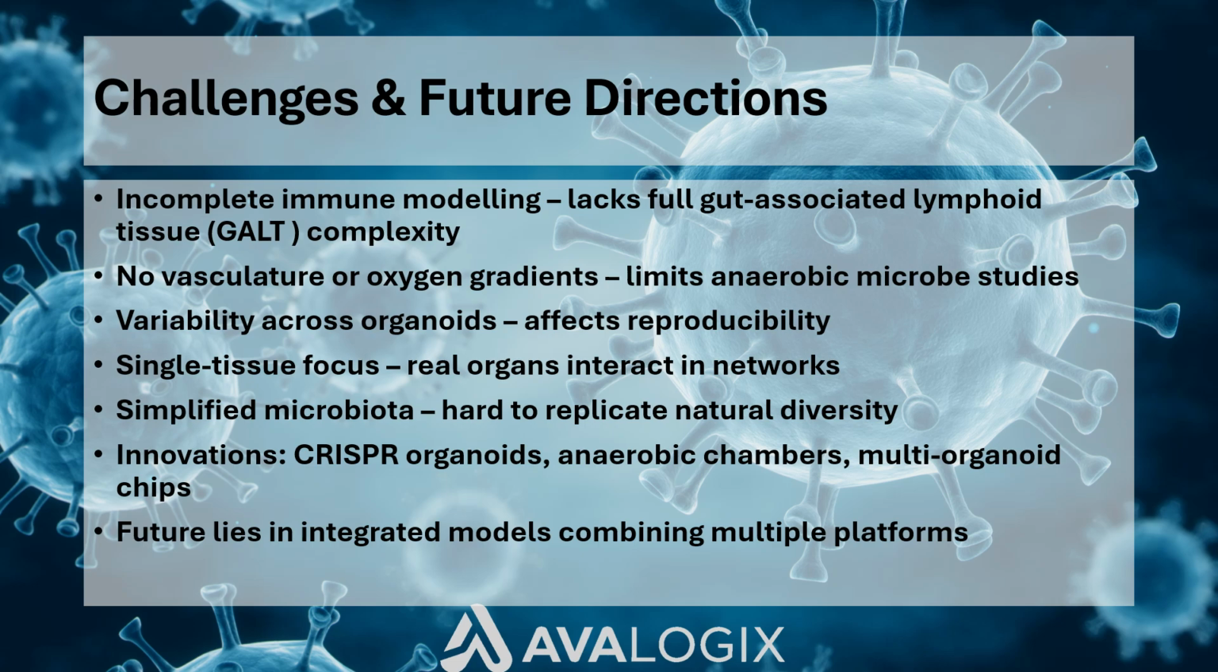Second, vascularization and oxygen gradients are missing in traditional organoid systems. Many gut microbes are obligate anaerobes. This makes it difficult to co-culture them with epithelial cells unless special conditions are created. Microfluidic organoid-on-chip systems offer some solutions here, but they're still under active development.